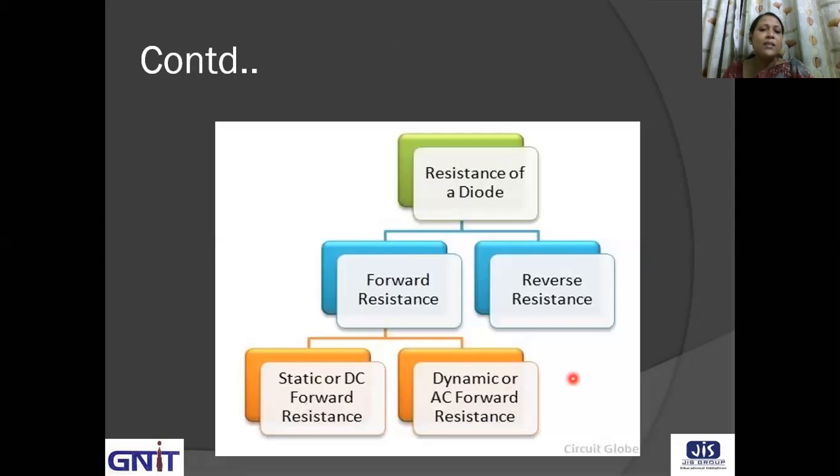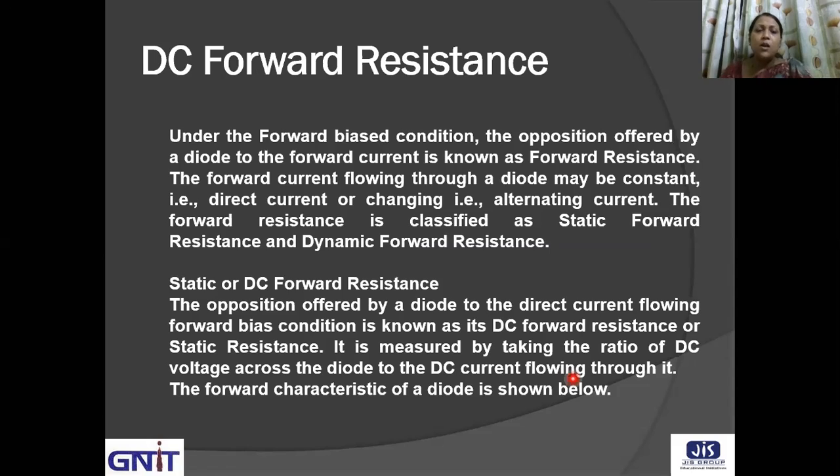So moving to our next slide, there are different types of resistance we get from a diode. One is forward resistance, one is reverse resistance, and forward resistance can be classified as static or DC forward resistance, and dynamic or AC forward resistance. So what is forward resistance? Under the forward bias condition, the opposition offered by a diode to the forward current is known as forward resistance. The forward current flowing through a diode may be constant, that is direct current, or changing, that is alternating current. The forward resistance is classified as static forward resistance and dynamic forward resistance.